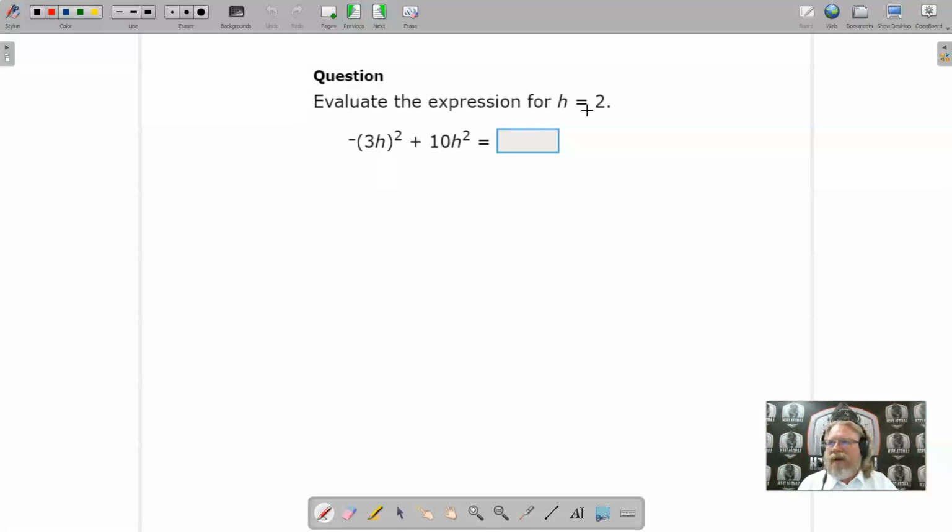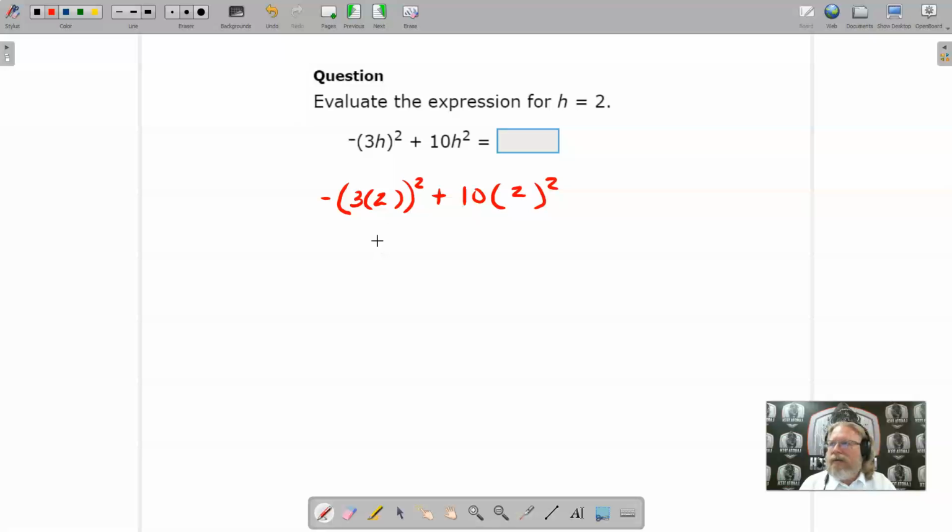Evaluate the expression for h equals 2. So let's plug that in. Opposite of 3 times whatever h is, and then all that squared, plus 10 times whatever h is squared. So I just rewrote the expression, leaving parentheses wherever the variable h is so I can plug it in. So I'm going to plug in that value of 2 in both those parentheses.